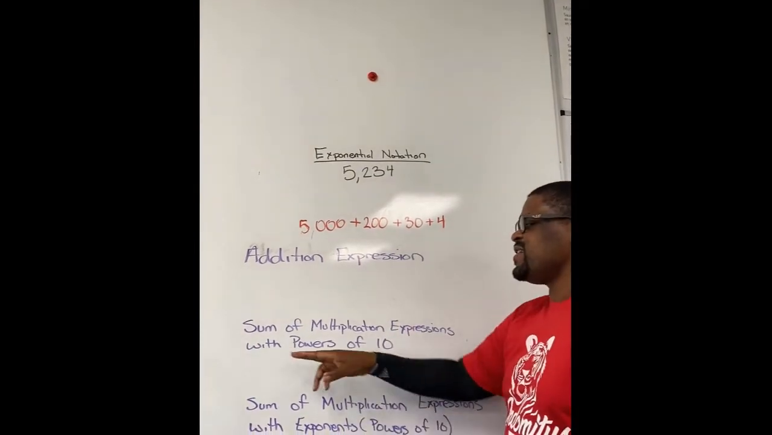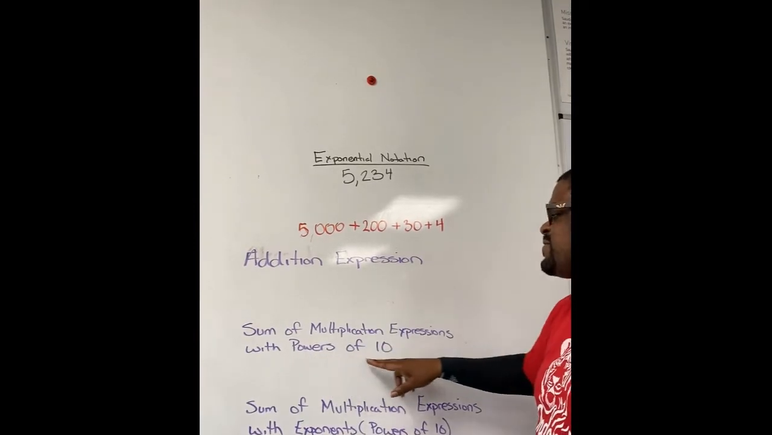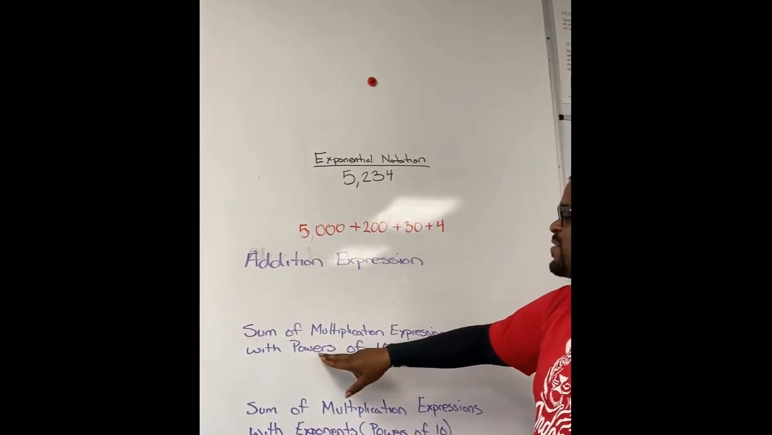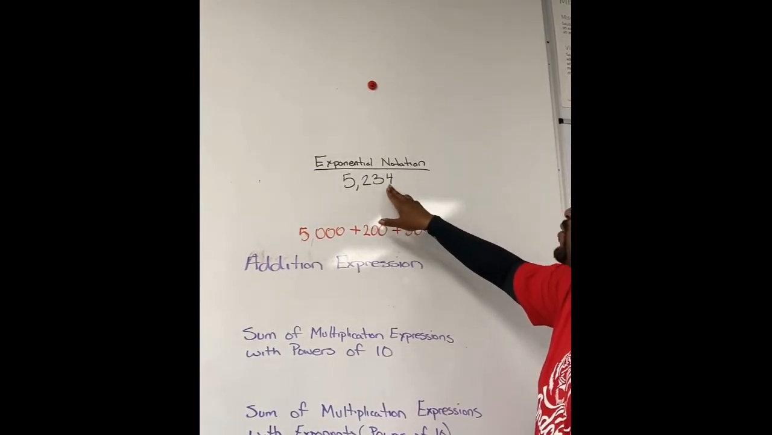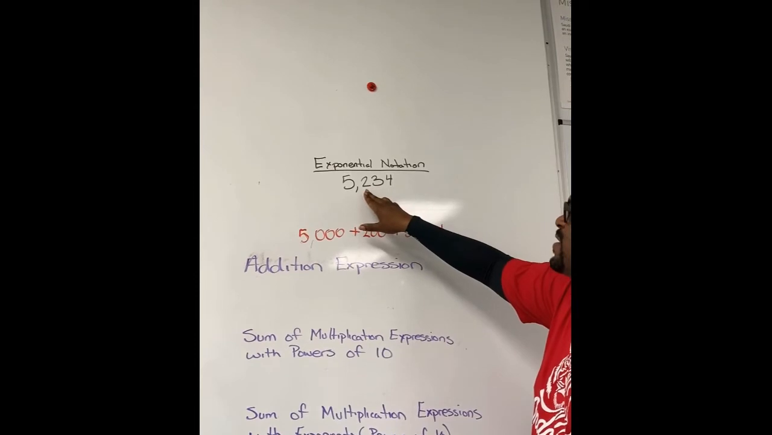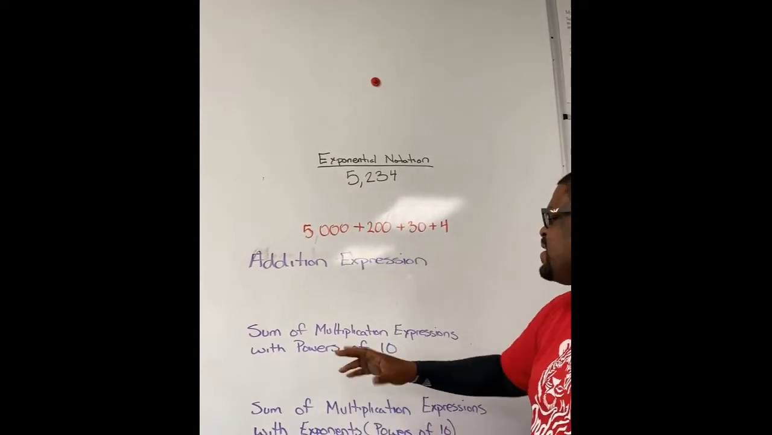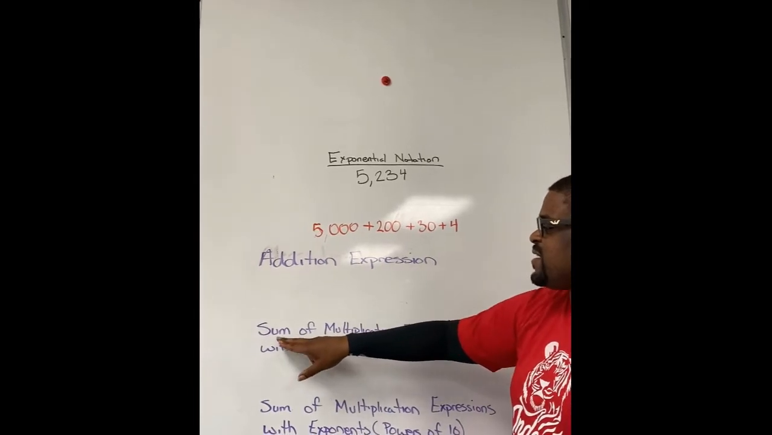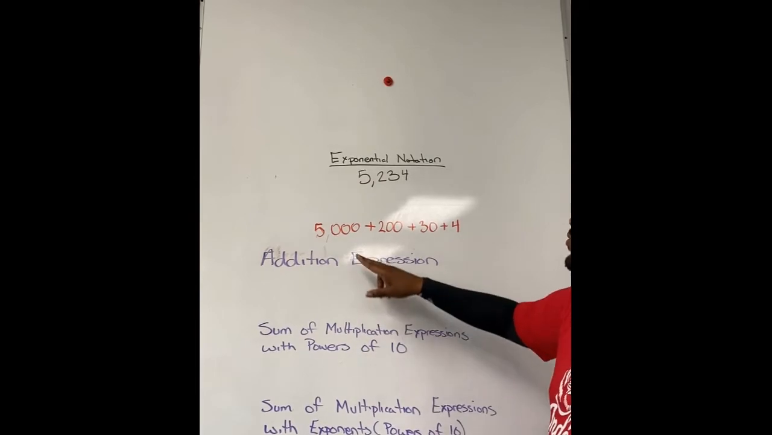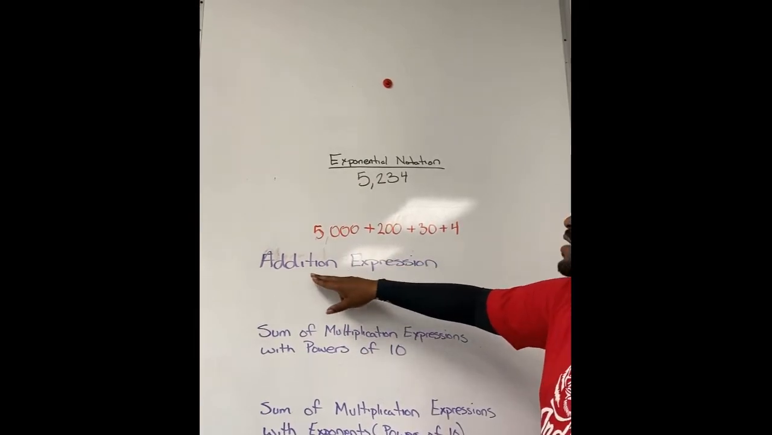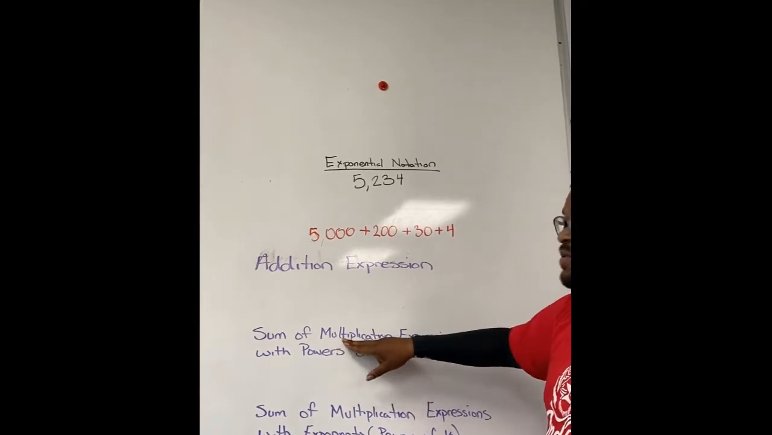Our next one is the sum of a multiplication expression with the powers of 10. Well, we already have talked about the powers of 10, we know we have our ones place, 1, tens place, hundreds place, thousands place, and so on. So those are our powers of 10. But the part that can be tricky is where it says sum of multiplication expression. So what we want to do is refer back to this where we had our addition expression, but we're also going to use it with multiplication.